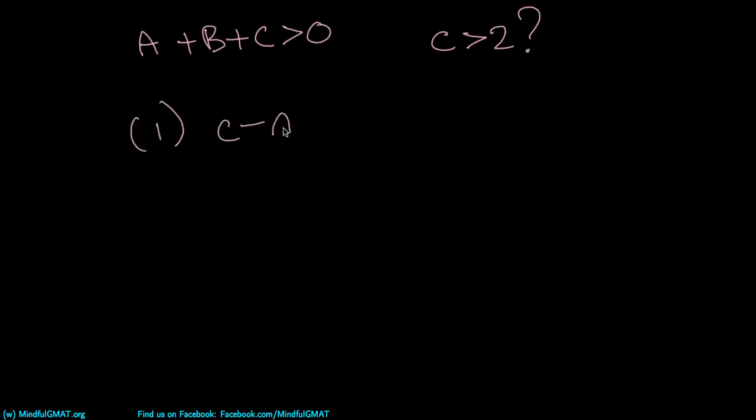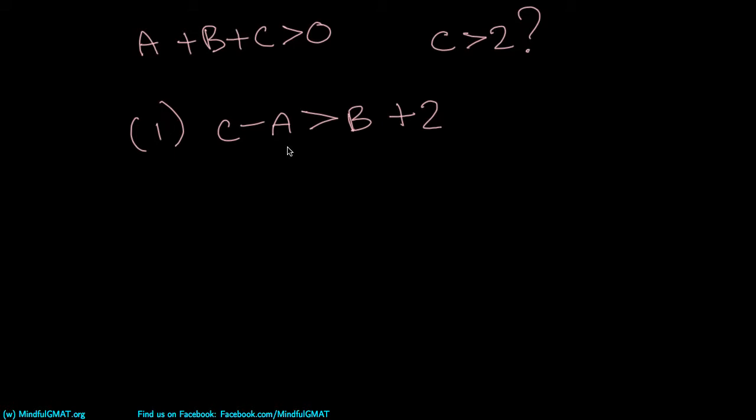So you are given some information, a plus b plus c greater than 0, and the question is: is c greater than 2? That's the question asked. What you're being given is that a plus b plus c is greater than 0. Now your first piece of information is that c minus a is greater than b plus 2.